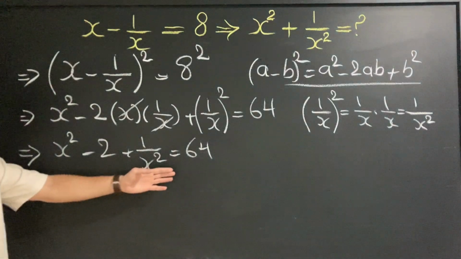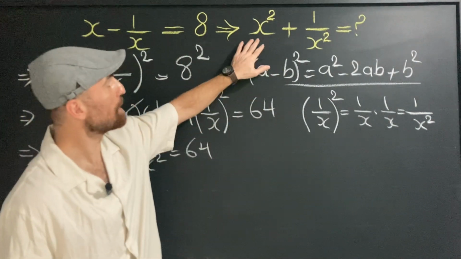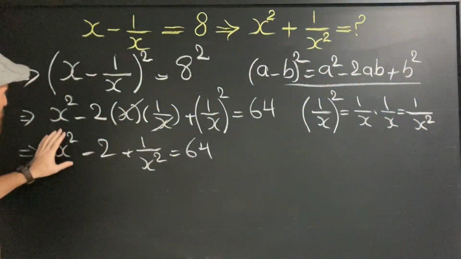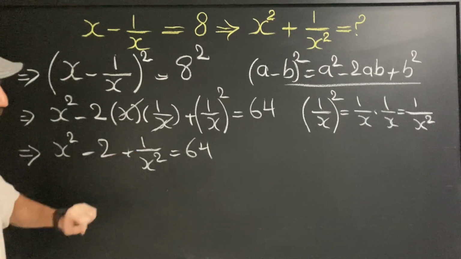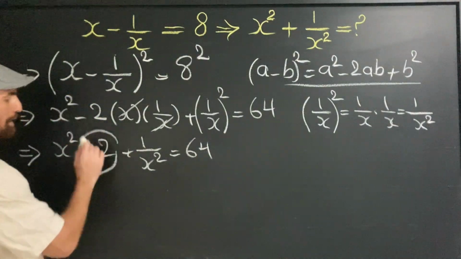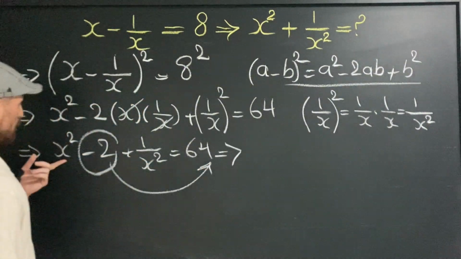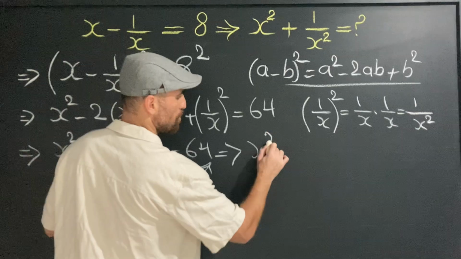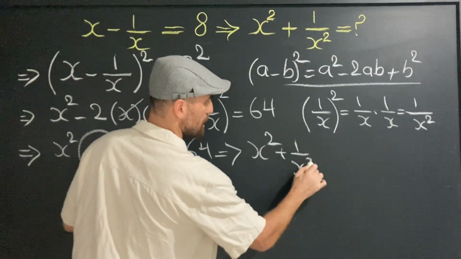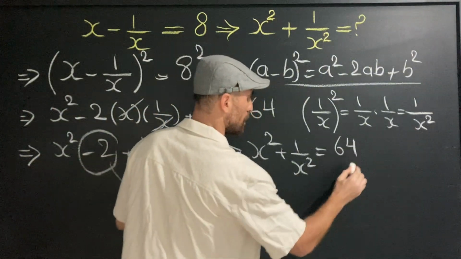But is this a final answer? Nope. Be careful. We are asked to find the value of x squared plus 1 over x squared, while we have here x squared minus 2 plus 1 over x squared. So what should we do? Easy. Move this negative 2 to the right hand side. It is going to be first one x squared, this one plus 1 over x squared equals right hand side we have 64, right?